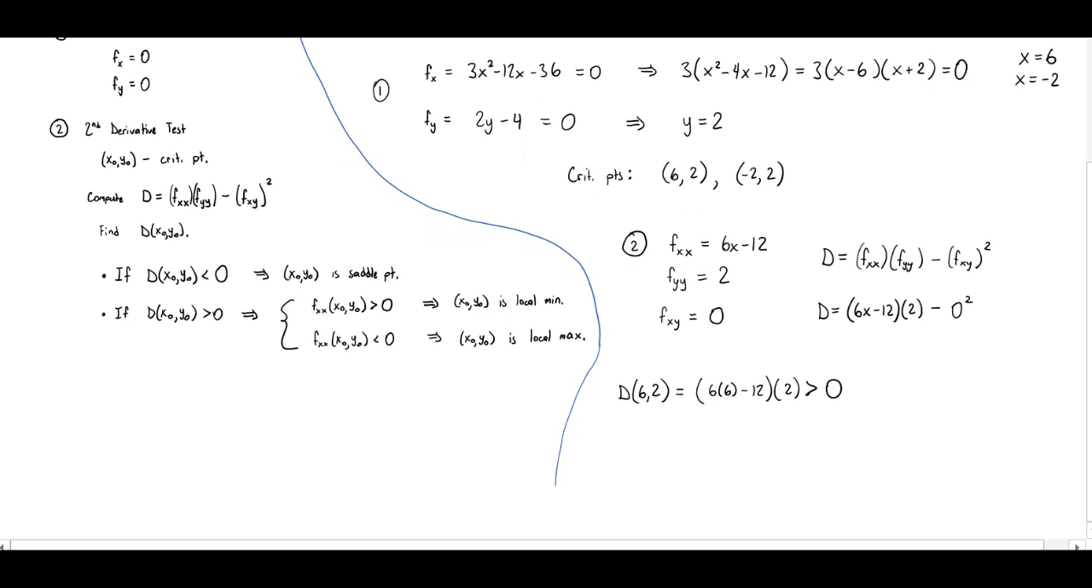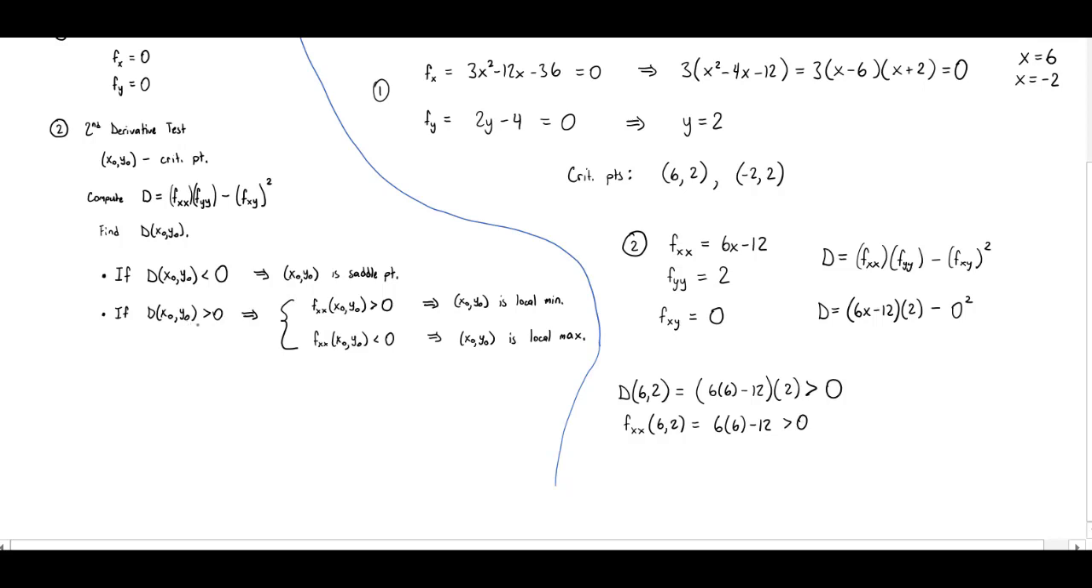So because D is positive, looking at our second derivative test, D was positive. So now what I need to do is look at fxx. All right. So I'm going to plug 6, 2 into fxx. So it's going to be 6 times 6 minus 12. And that's going to be overall positive.